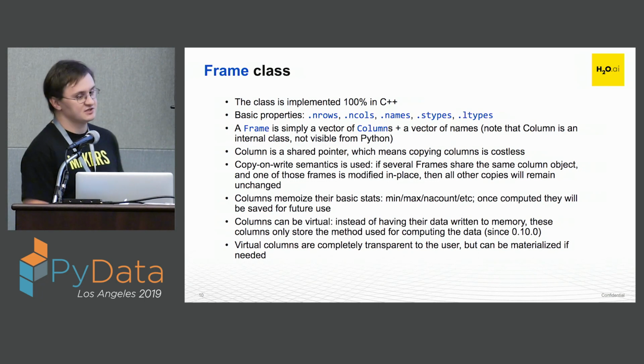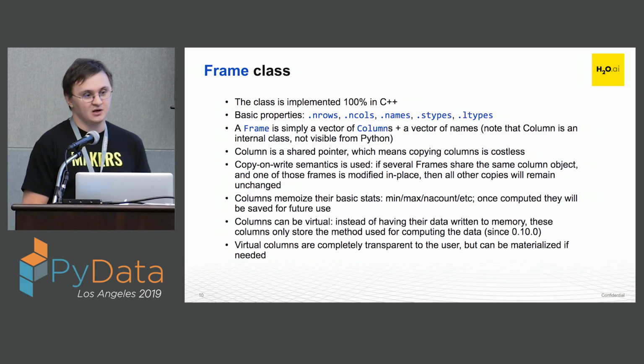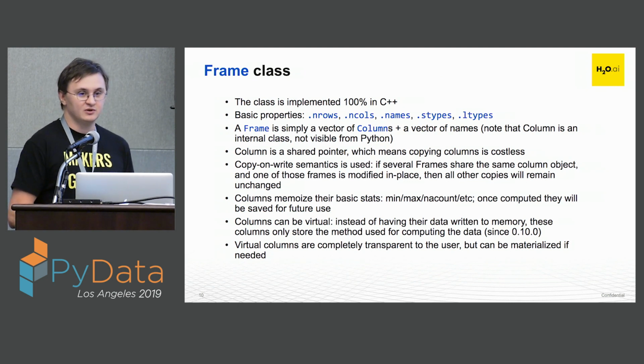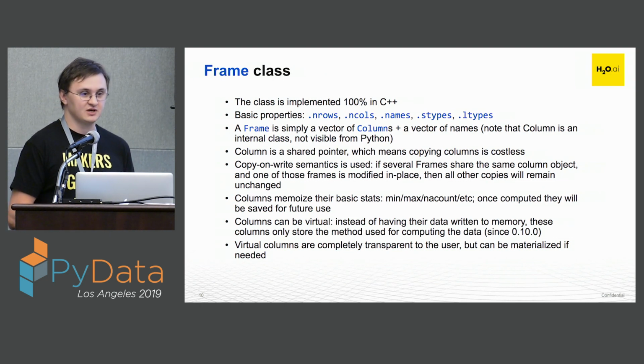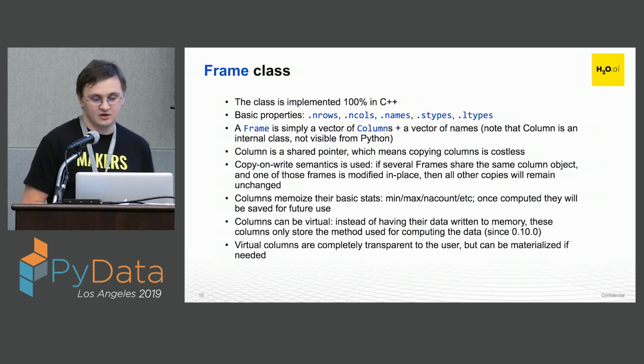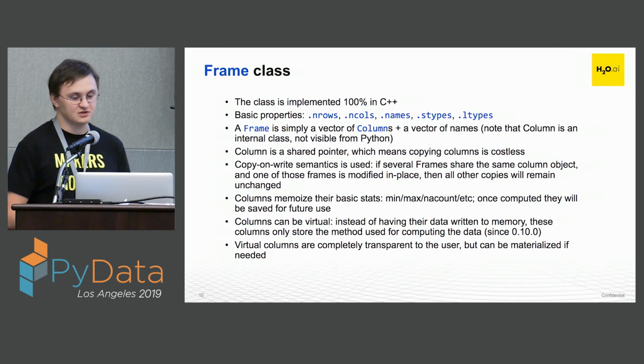So the first thing that is mentioned here is that the class is 100% implemented in C. This is because we really believe that the core of the library, the main class, must be as fast as possible. So there is not a single Python line of code in there. And it provides basic properties, same as you would expect from any other data frame: number of rows, number of columns, names, types.